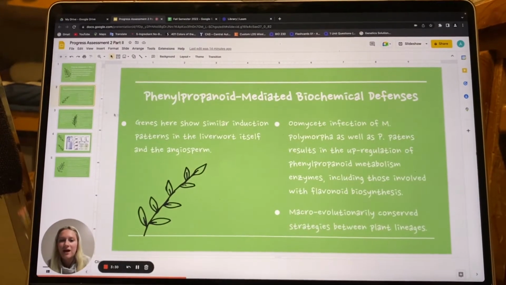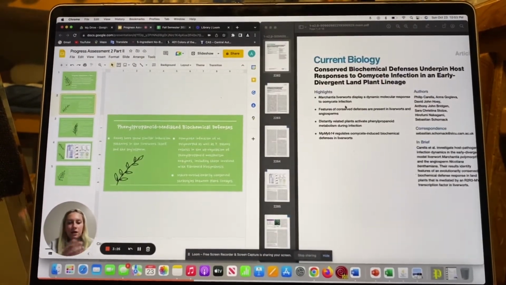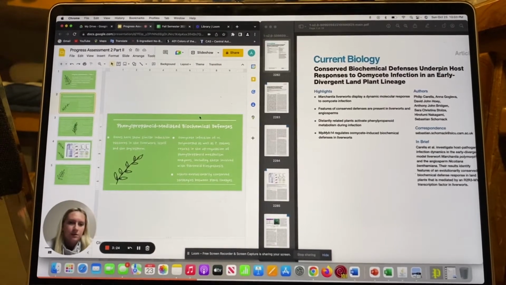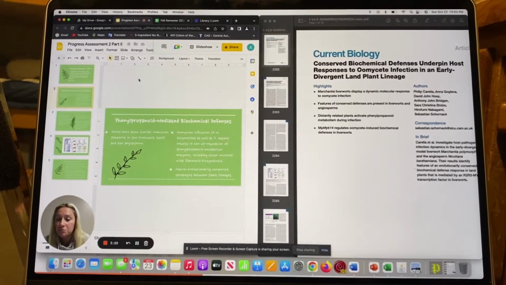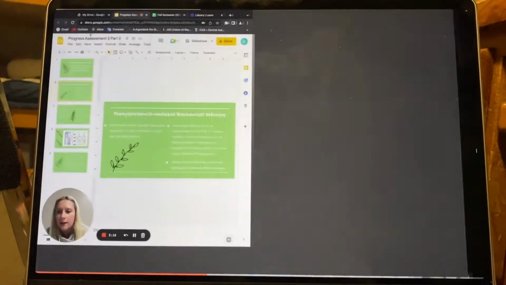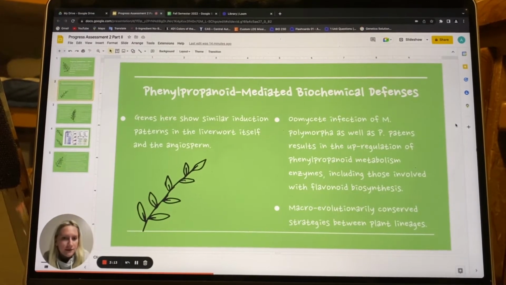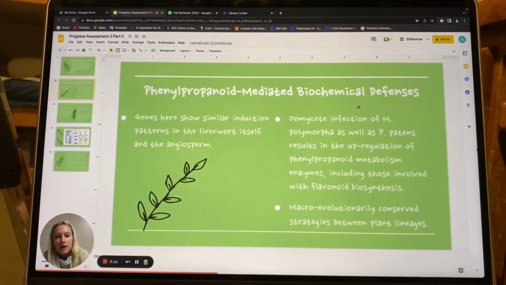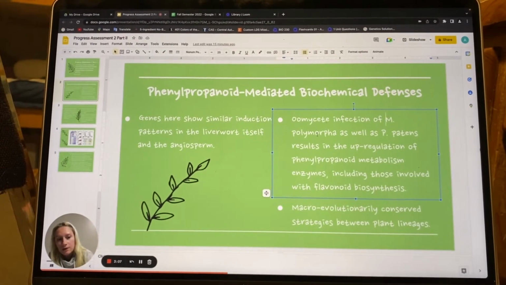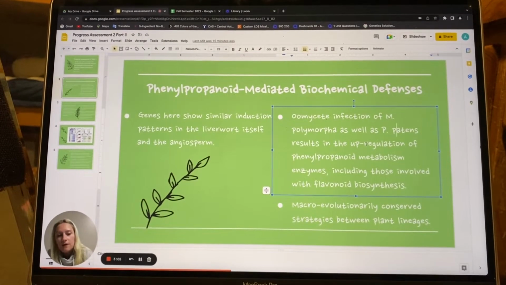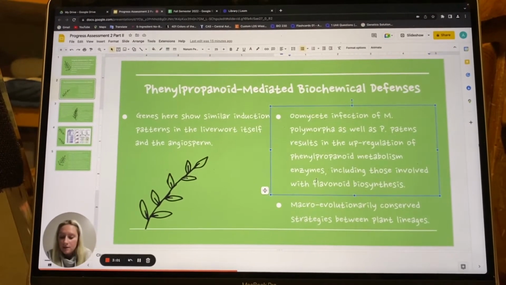So for this, I looked at this article here, and they wanted to see conserved biochemical defenses between this oomycete infection and early divergent plant lineages. So specifically, I looked at phenylpropanoid-mediated biochemical defenses, and it found that infection of the species listed here results in the upregulation of these metabolism enzymes.